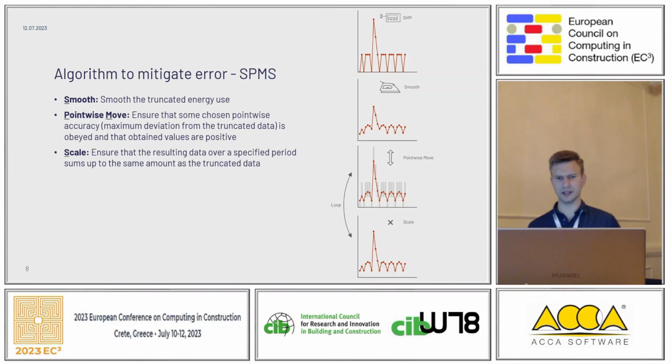Thirdly, we scale the data. We scale the data simply because the rounding error is constant. So if you take a larger data period, the relative error introduced by rounding becomes smaller, and so we ensure that our process over 1 year or over some defined period always sums up to the same amount of energy, so we don't introduce here any bias.